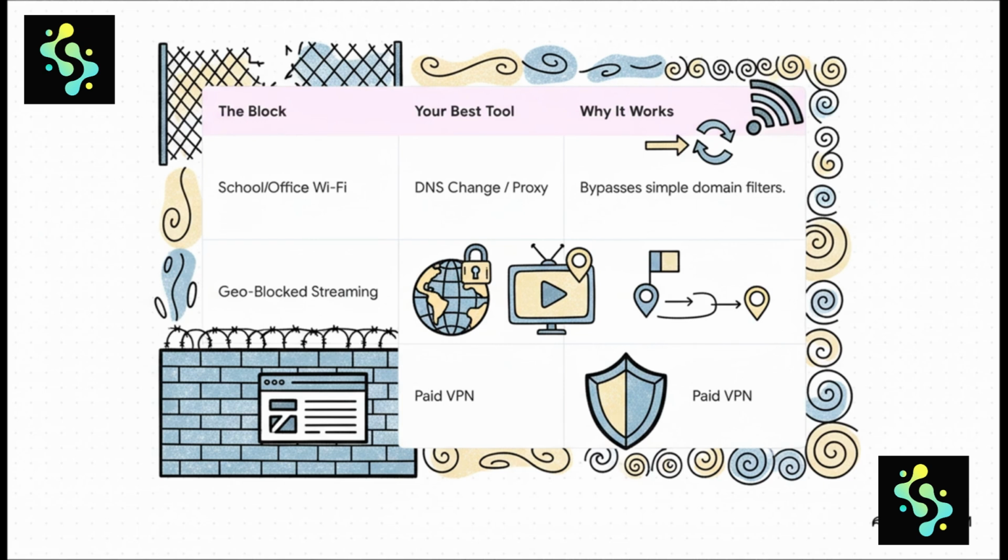Easy stuff. Want to watch a streaming service from another country? A VPN is exactly what you need to change your IP address. And if you're up against serious government censorship, please don't mess around. A high-quality, paid VPN is the only tool that gives you the strong encryption you need to stay safe.